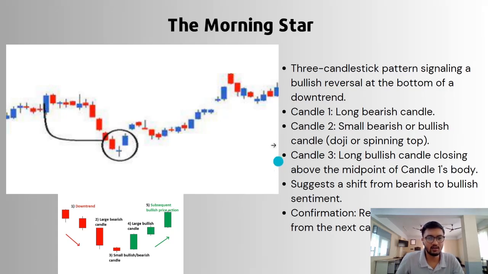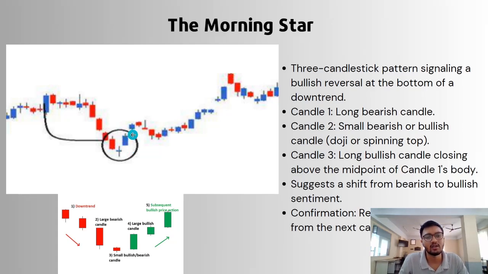So the morning star again: these three candlestick patterns signal a bullish reversal. When the market is in a downtrend, it makes a doji. This is an indecision candle. After that, the next candle's closing price appears to be greater than the opening price of the previous-to-previous candle. So in this you can see the pattern has already reversed.